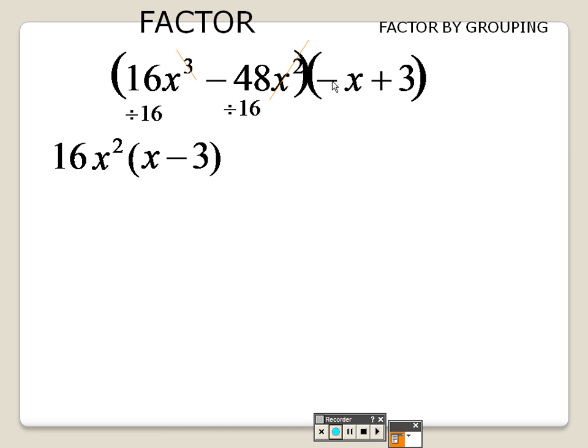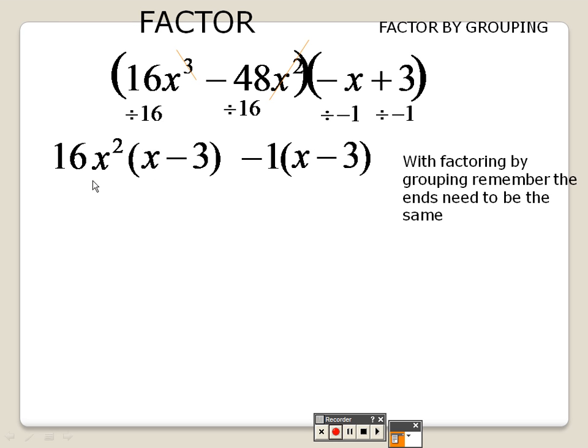Now, what can I take out of both of these that would also make it look like x minus 3? That's the real question. Well, I could take a negative 1 out of both those, because if I do take a negative 1 out of both, I'll be left with the x minus 3. So, since those two terms are the same, I know that I was able to factor that correctly.